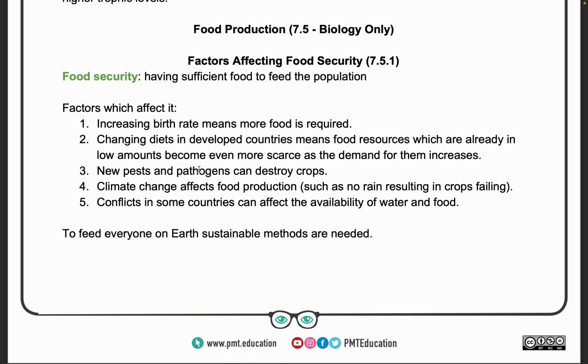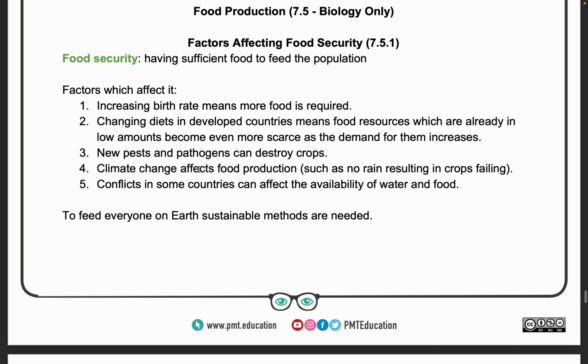That's why. Factors affecting food security. This is another sideline topic, but it's nice to know. Okay, what is food security? Having sufficient food to feed the population. That is food security. If you take the number of people living in the whole world, there is more than enough food for everyone. The only problem is inappropriate distribution.